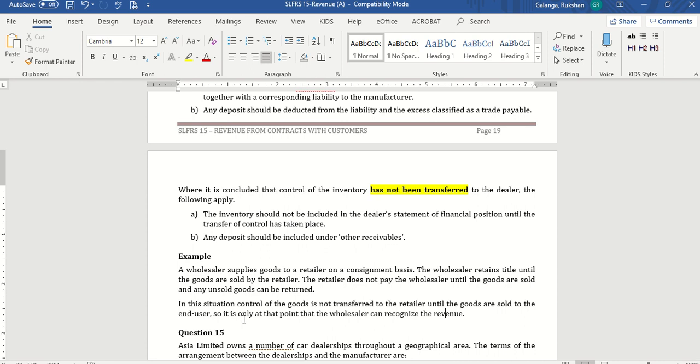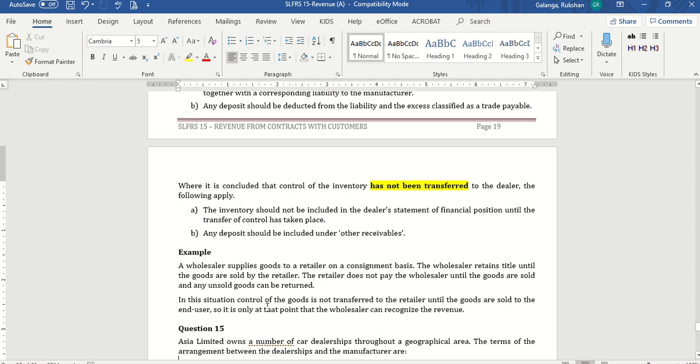What has to happen for the wholesaler to recognize revenue? Until the control of the goods is transferred to the retailer, he should wait without recognizing the revenue.